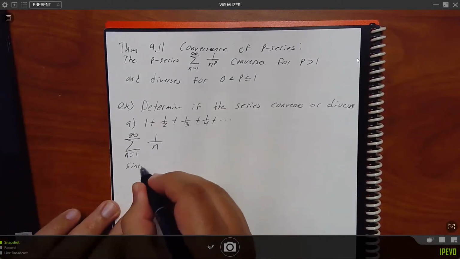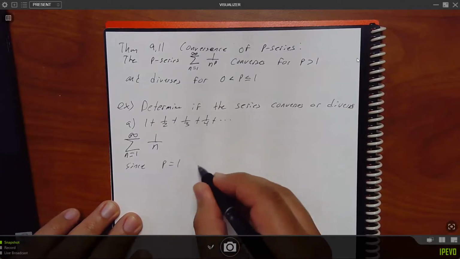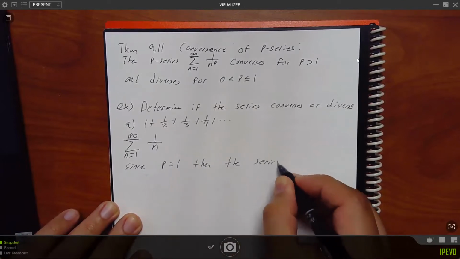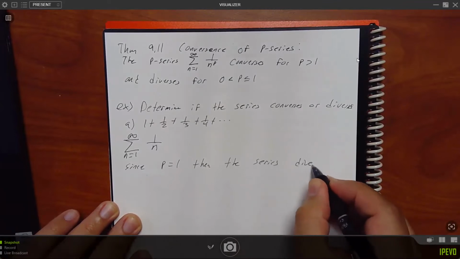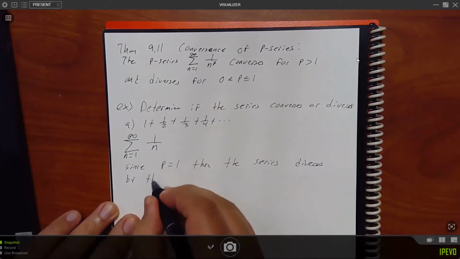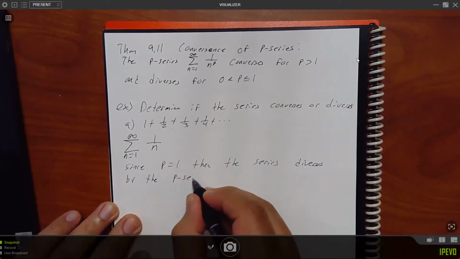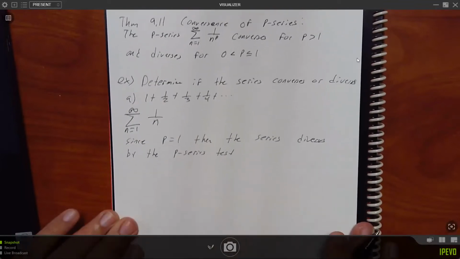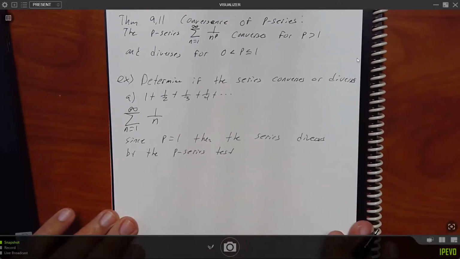So since P is equal to 1, then the series diverges by the P series test. Does that make sense?